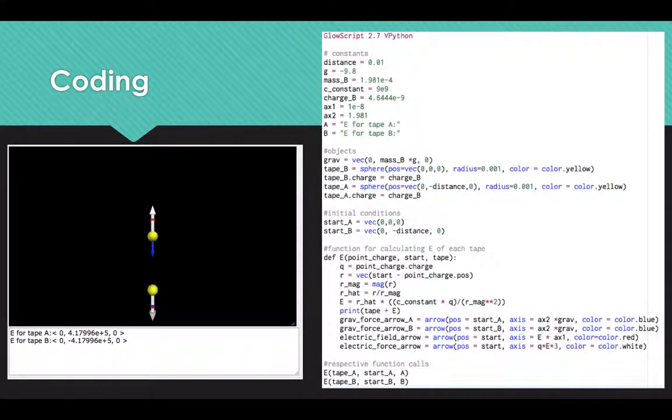Here is a snapshot of my code and the output. On the left-hand side, we can see the two yellow spheres are the actual tapes being treated as point charges, and the output of my code is the electric field for each piece of tape.